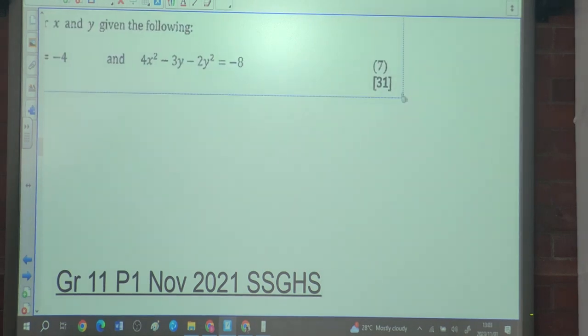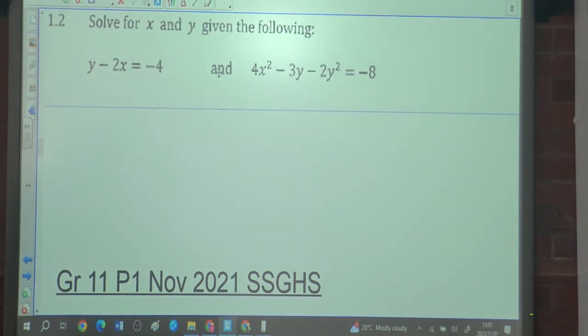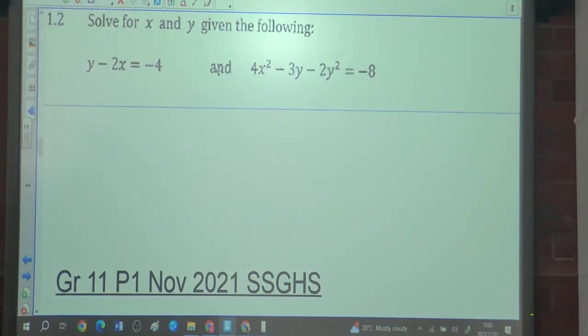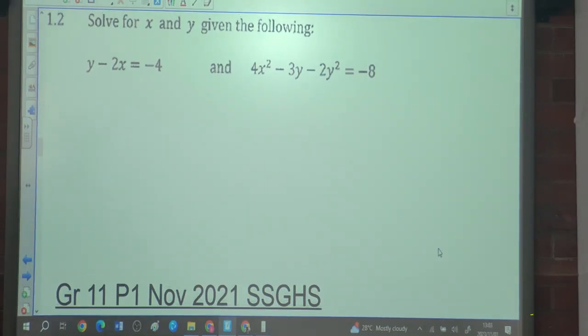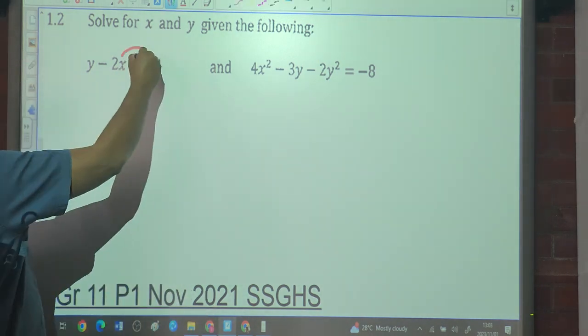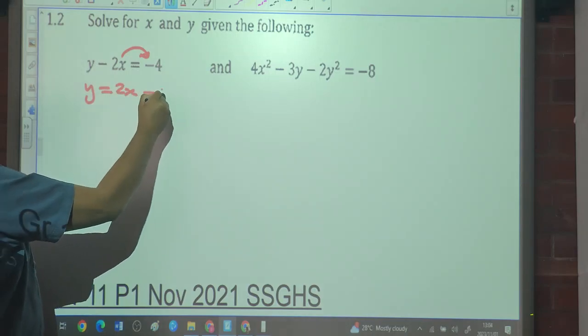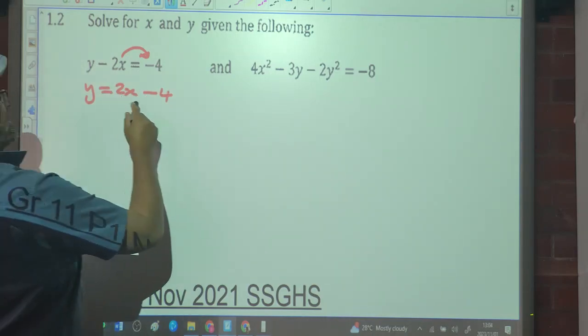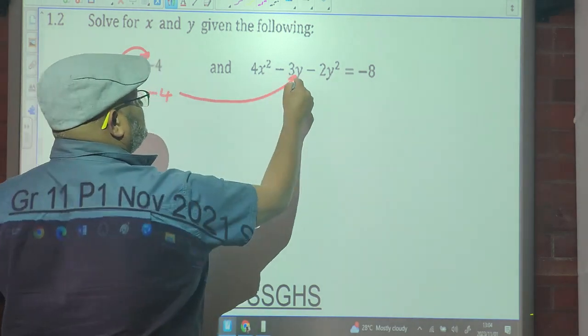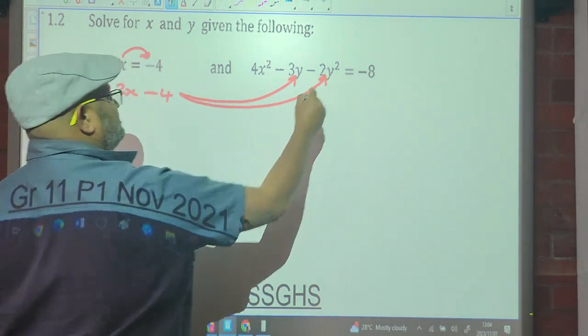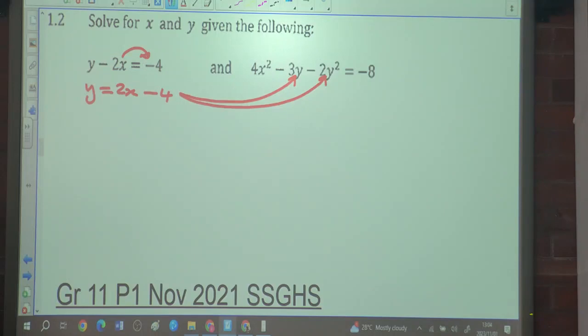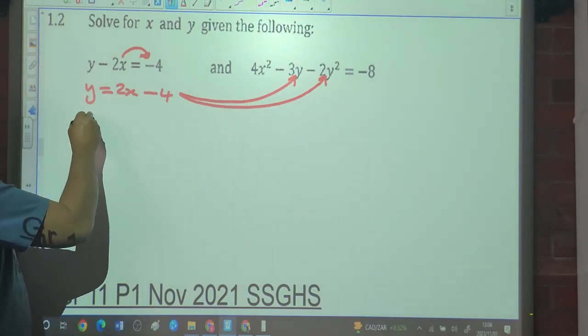The next question is a simultaneous equation. A simultaneous question. Solve for x and y given the following. So what do we do? We make either x or y the subject of the formula. I'm going to make y the subject of the formula. So y is equal to 2x minus 4. So wherever I see a y, I put a 2x minus 4. Okay.